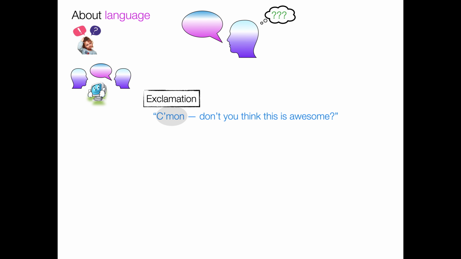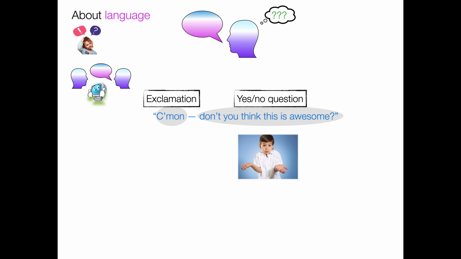We have an exclamation, come on, just some sort of excitement. Don't you think this is awesome? The structure is a yes-no question where the answer is yes, you think this is awesome, or no, you don't think this is awesome. It's a yes-no question structure. So you're asking, ostensibly, a question.